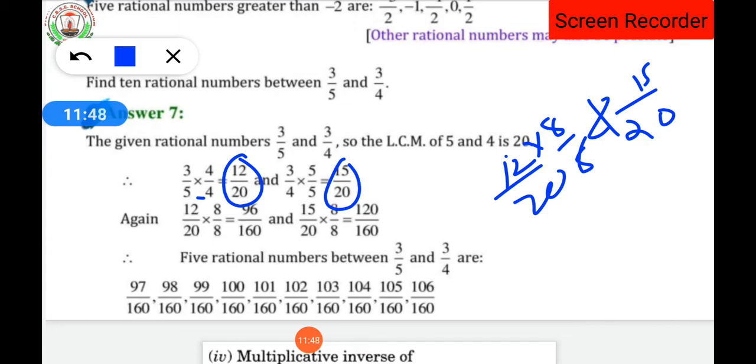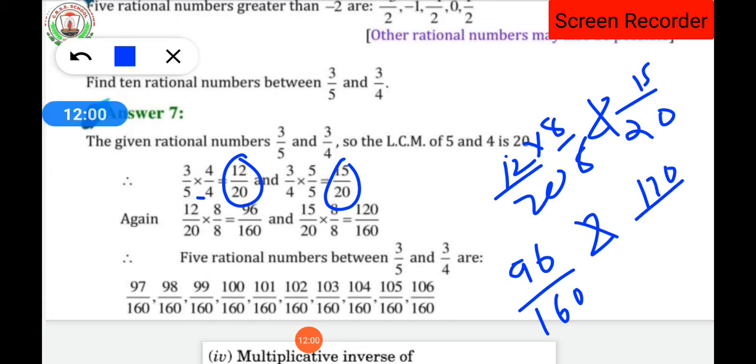Okay, so here 12 into 8 will be how much? That will be 96. And 15 into 8 will be 120, and 20 into 8 will be 160. Clear? Now between 96 and 120 many rational numbers are lying. So we are going to take any 10 rational numbers. Clear everyone? Up to here.